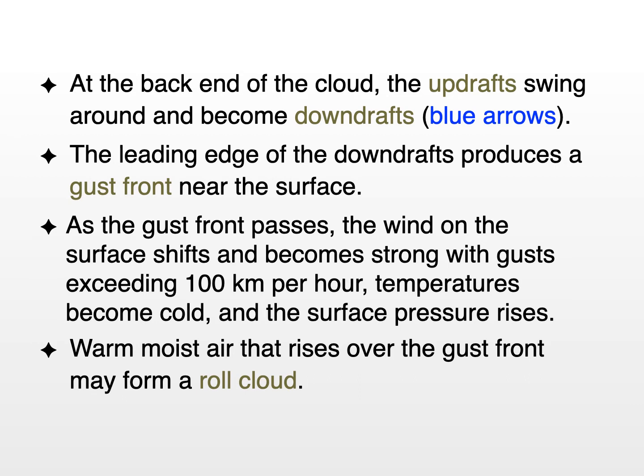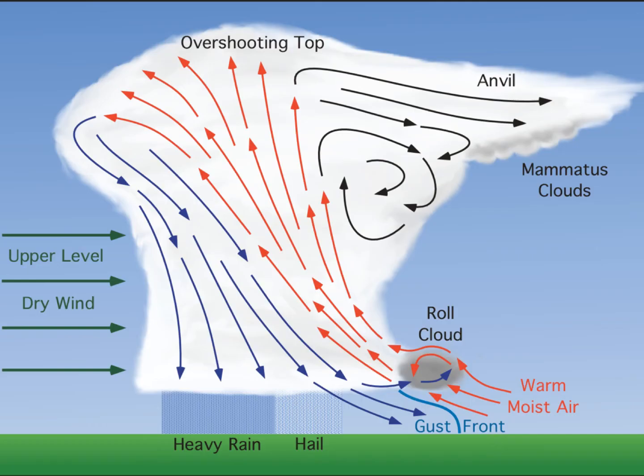Above the gust front is usually a roll cloud, and that roll cloud is being created by warm air flowing past and mixing with some of the cold air from the downdrafts, producing a rolling motion in the front.